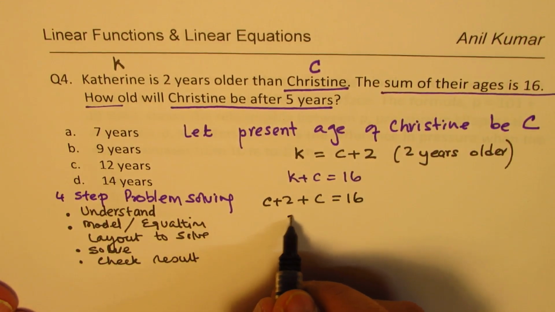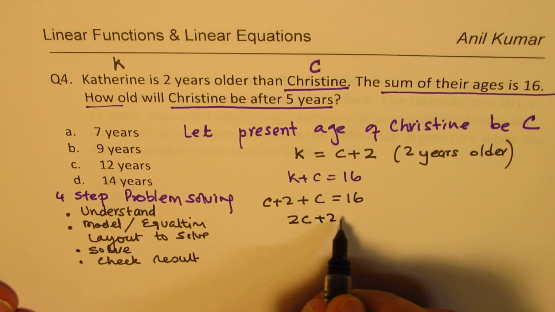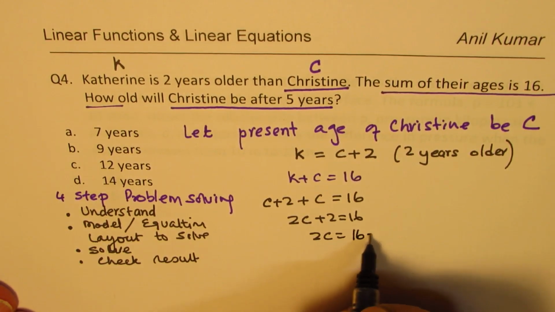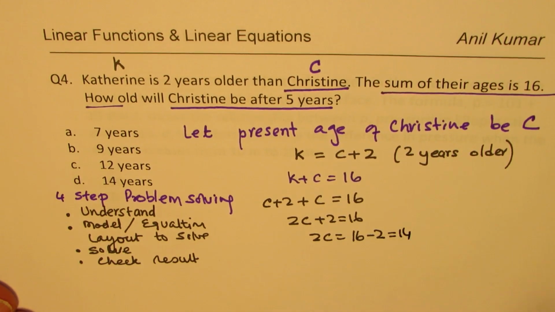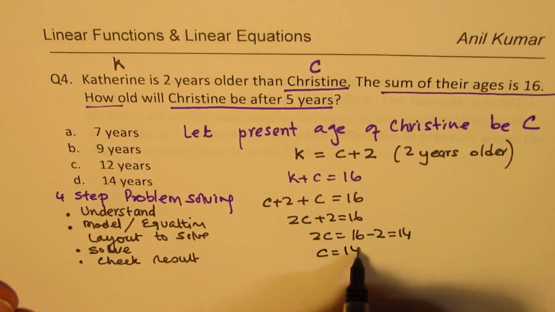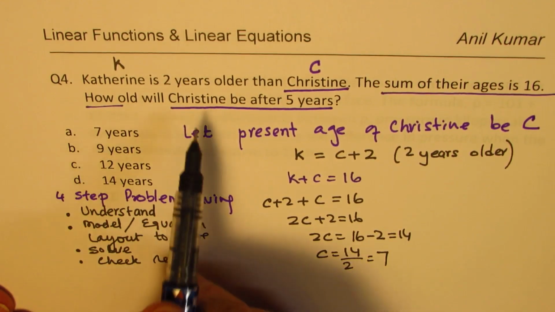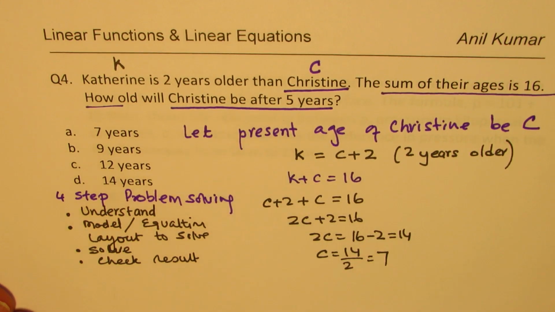So when you combine this, we get 2C plus 2 equals 16. Take 2 on the other side, 16 minus 2, which is 14. So C is 14 divided by 2, or 7. So we got the present age, right? This is not our answer. Christine's age after 5 years.